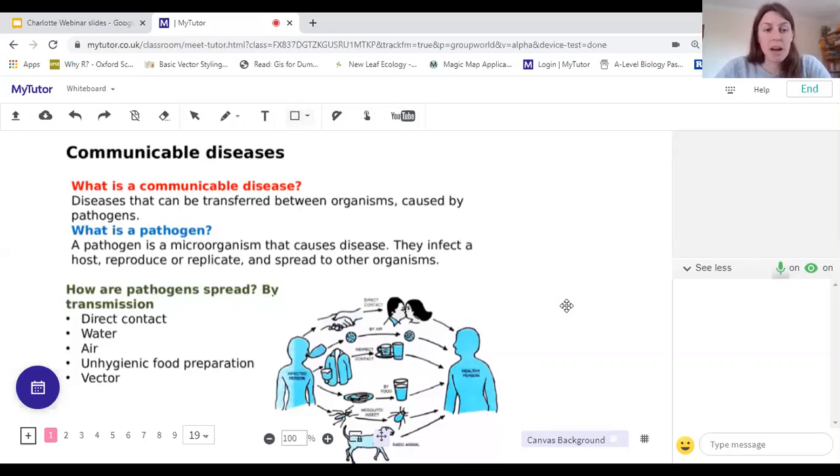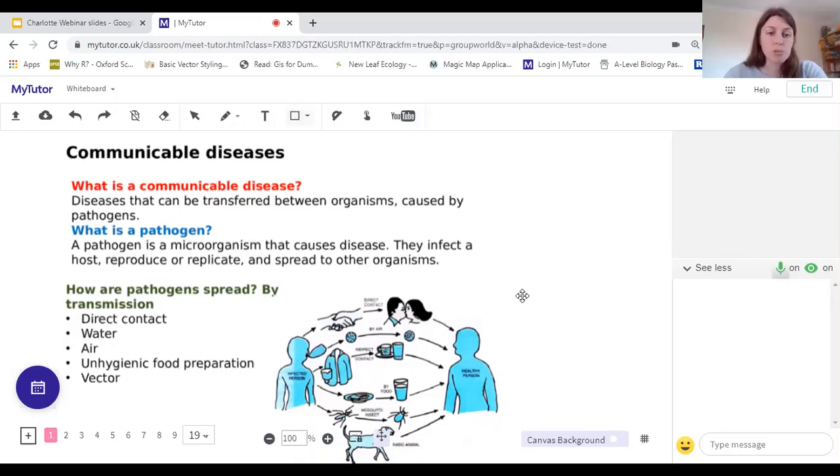What do we mean when we say pathogen? Well, a pathogen is a microorganism that causes disease. So they infect a host, they reproduce or replicate and make lots of copies of themselves, and then they spread to other organisms. That's what they're really good at doing. Not all microorganisms are pathogens. There's lots of bacteria, fungi, and other microorganisms that don't cause any harm at all, but those that do cause disease are called pathogens. We'll talk more about different types of pathogens as we go on today.